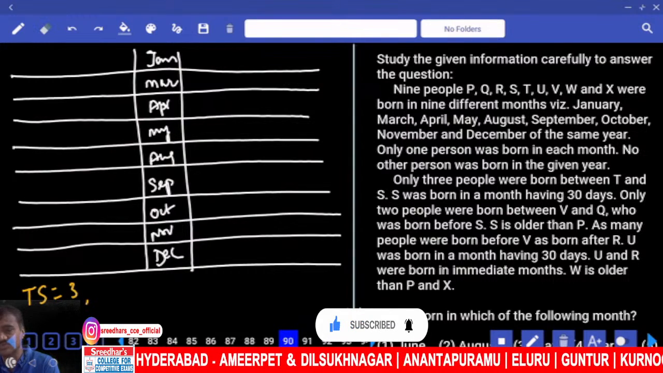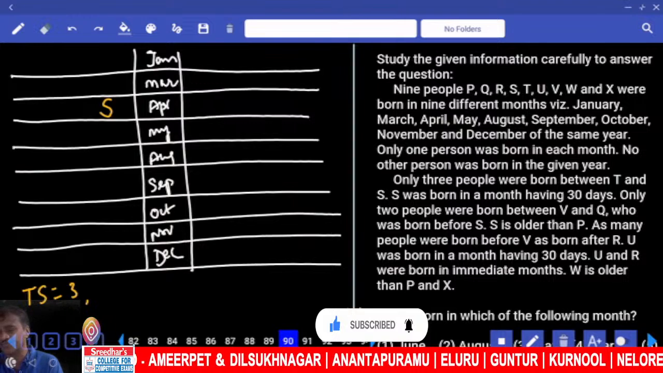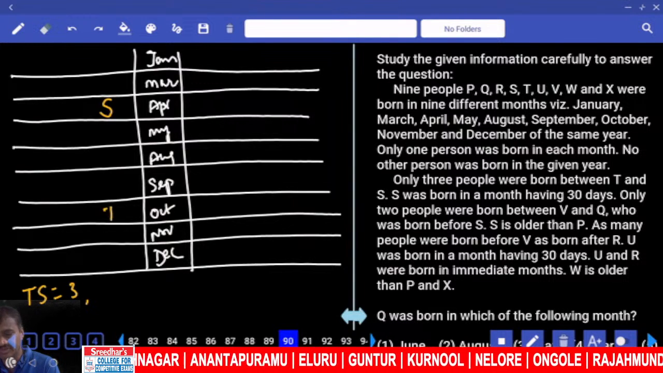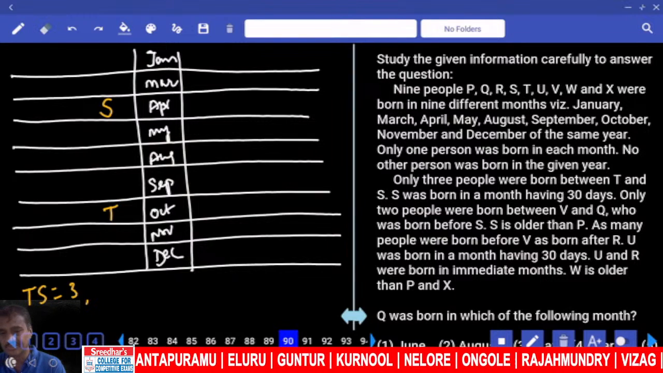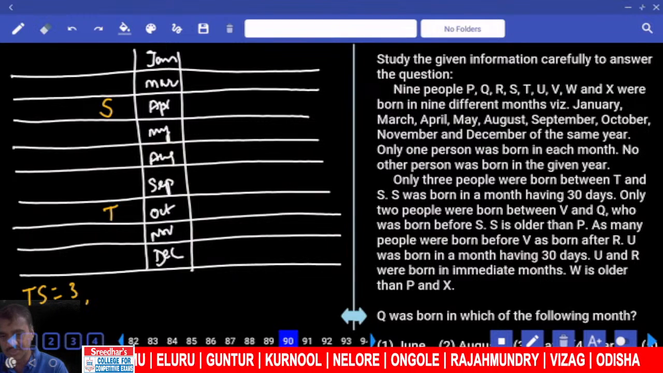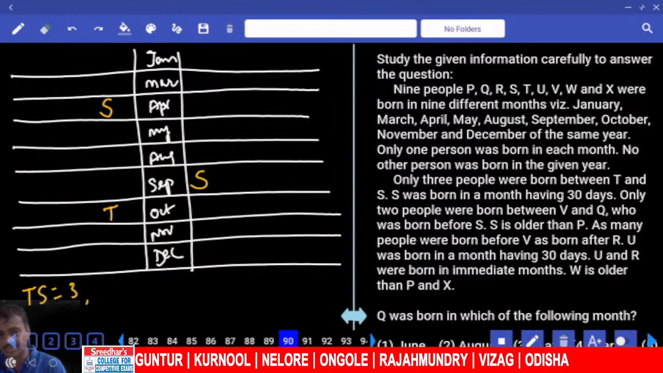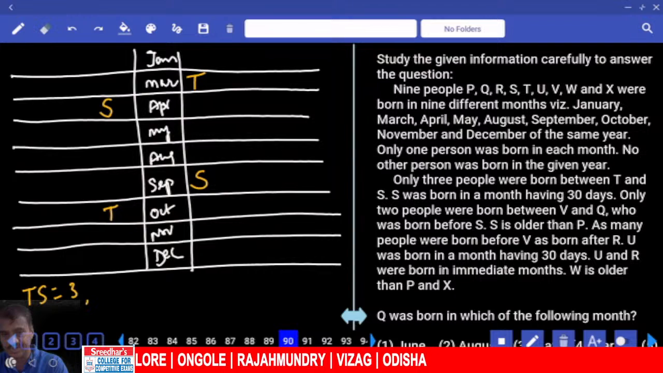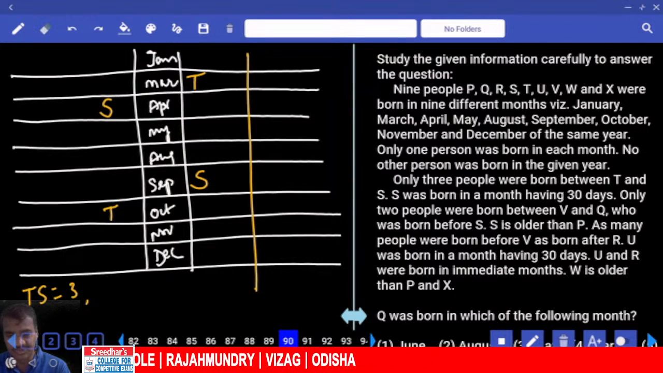S born in the month which is having 30 days, S can be in the month of April. Now if S is in the month of April, 1, 2, 3, T will be here, that is one possible. Then what is the other possibility we have? S can be in the month of September. Now S September, there are 3 persons, means T must be in the month of March. Then one more possibility, S in the month of October. Then there are 3 persons, T must be in the month of May.